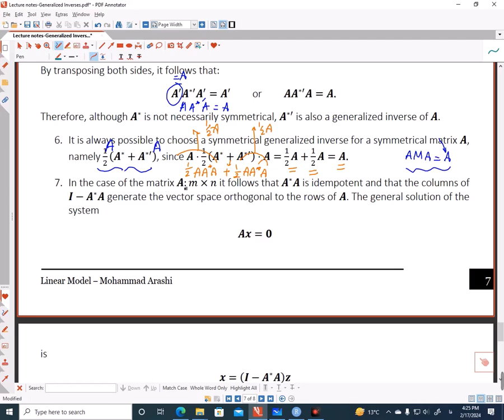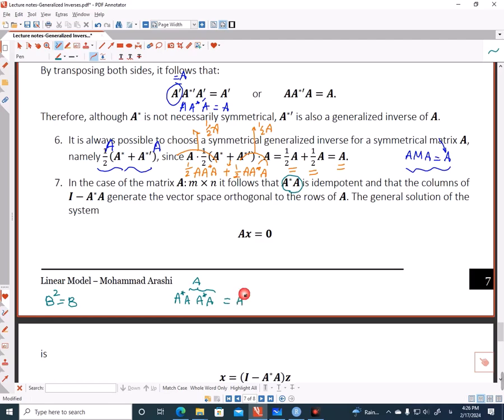In the case that the matrix A is n by n, it follows that A star A is idempotent, and it's easy to see. Once again, a matrix B is idempotent if B squared is equal to B. So I want to show that this matrix is idempotent. I will write it A star A times A star A. From the generalized inverse, I can write this as A, because A star is a generalized inverse.